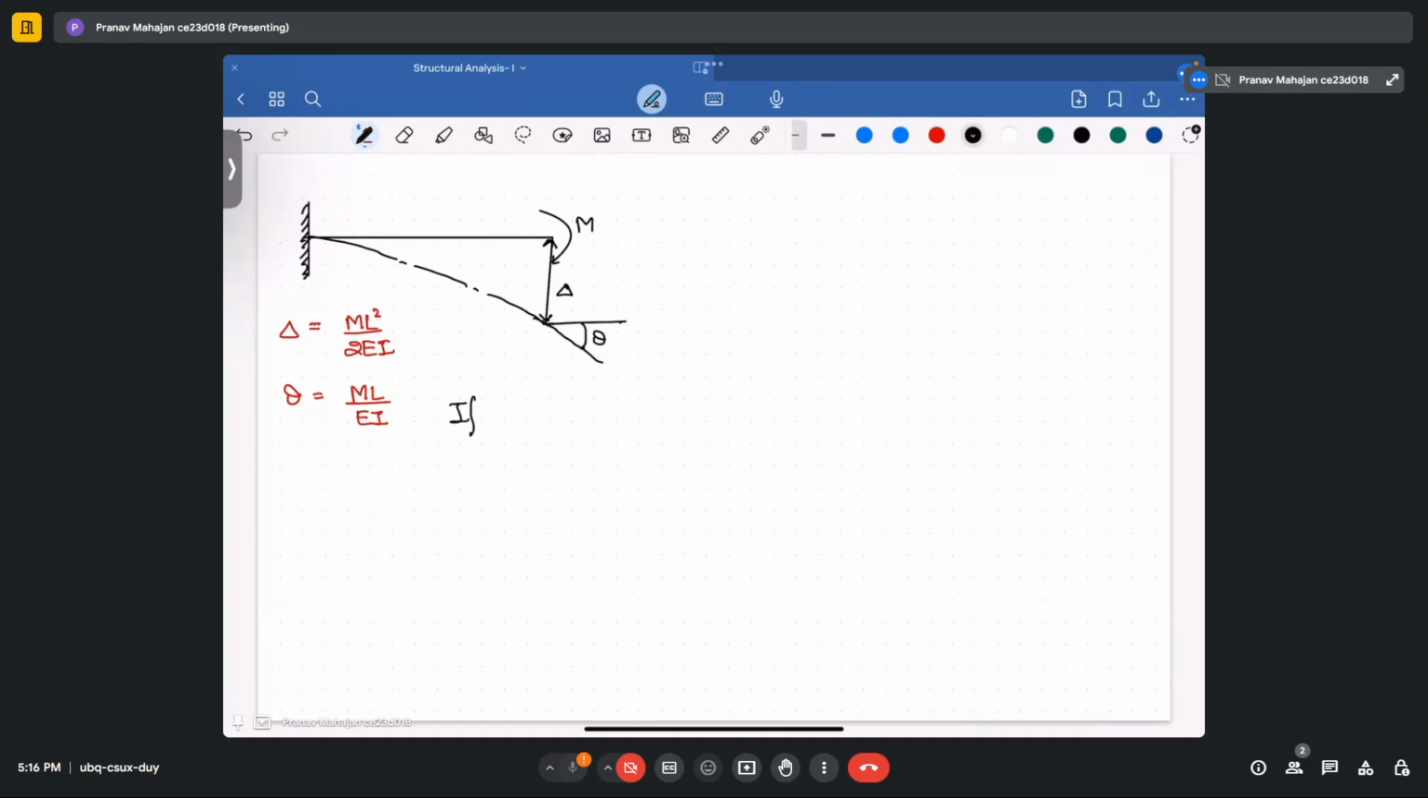Now if M is equal to 1, your F22 will become L upon EI, and your F21 will become L square upon 2EI. So that means this value will be equal to 3 upon EI, and this value will become 4.5 upon EI.